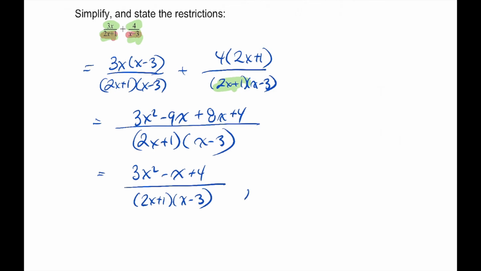We have to look at restrictions. As I said above, getting the restrictions for adding and subtracting is really straightforward. We just look at the denominators of both of our fractions. So in this case, let's do a quick check of algebra over here. 2x plus 1, we don't want that to be 0. And so 2x can't be negative 1. Divide both sides by 2, x can't be negative a half. And for the other one, x can't be 3. So there are the restrictions on that question.